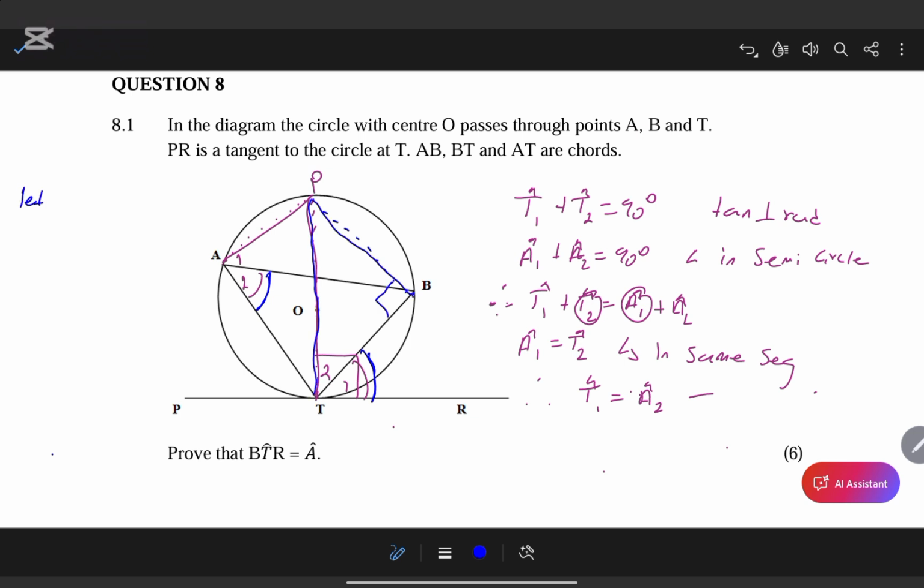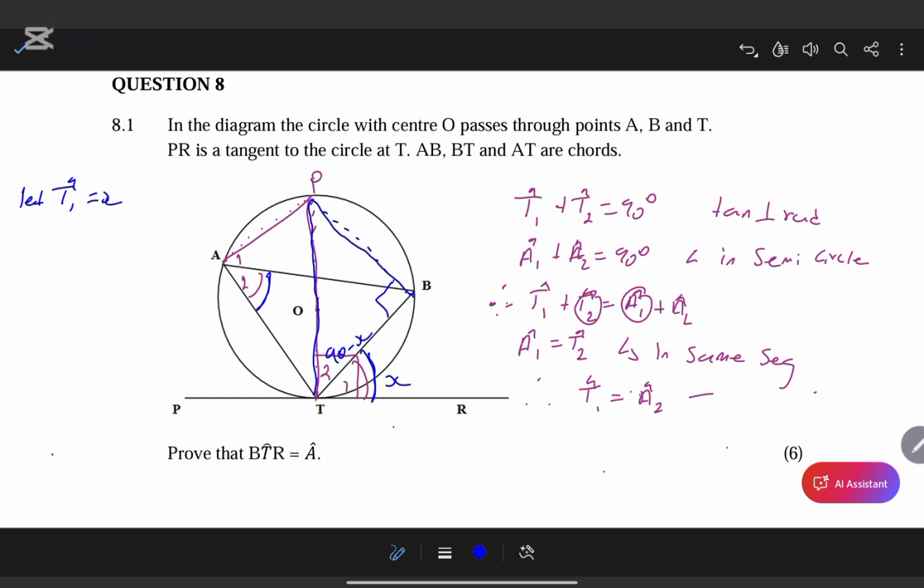Let angle T1 be x. So angle T1 is x. Now, if angle T1 is x, what then is the size of angle T2? Because T1 and T2, they make 90 degrees. So that means angle T2 is 90 minus x.